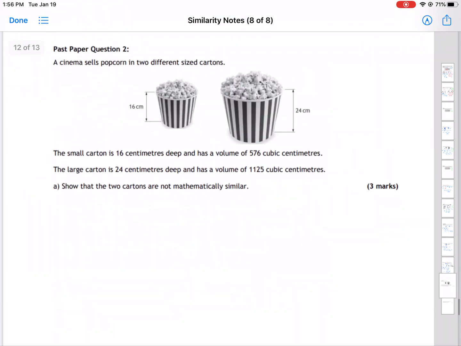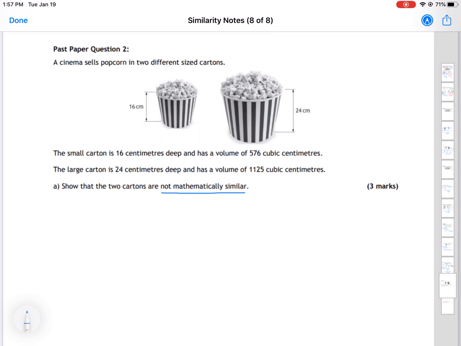Okay, and next question here. There's two parts to this, so A is on this page and B is on the next page. Show that the two cartoons are not mathematically similar. So we know that if these are mathematically similar, then we will have all of the conditions met.